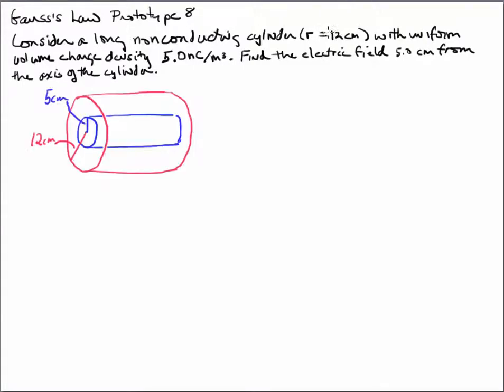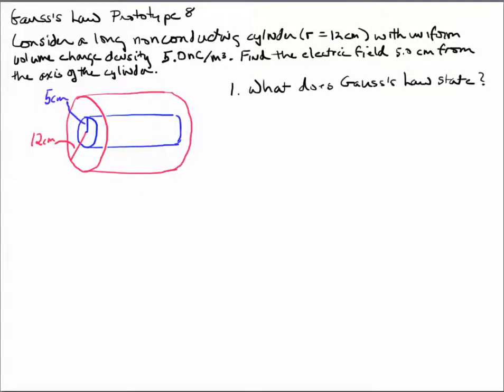I show the actual cylinder containing the charge distribution in red and the 12 centimeter radius. Our imaginary surface through which we will calculate the electric field, our Gaussian surface, is shown in blue and is 5 centimeters.